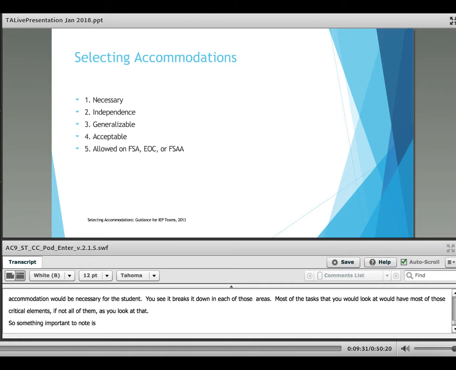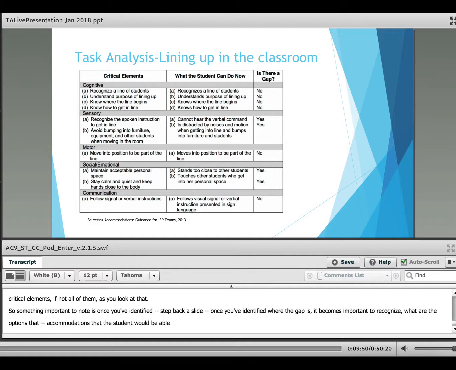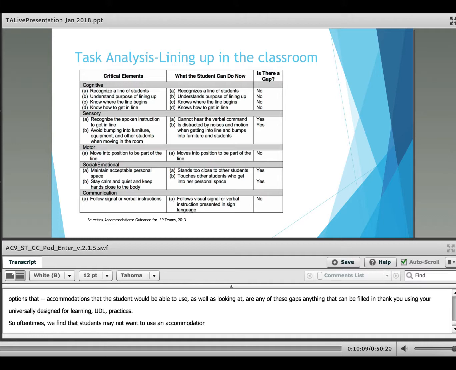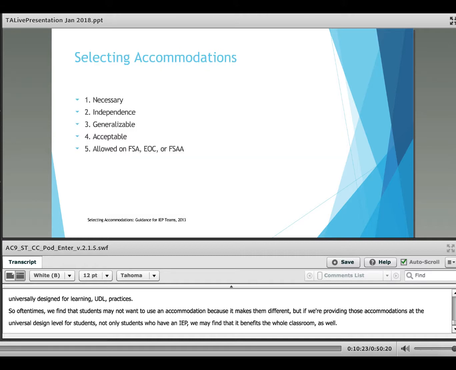So something important to note is once you've identified, let me just step back a slide, once you've identified where the gap is, it becomes important to recognize what are the options, the accommodations that the student would be able to use, as well as looking at, are any of these gaps anything that can be filled in through using your universally designed for learning UDL practices. So oftentimes we find that students may not want to use an accommodation because it makes them different, but if we're providing those accommodations at the universal design level for students, not only students who have an IEP, we may find that it benefits the whole classroom as well.